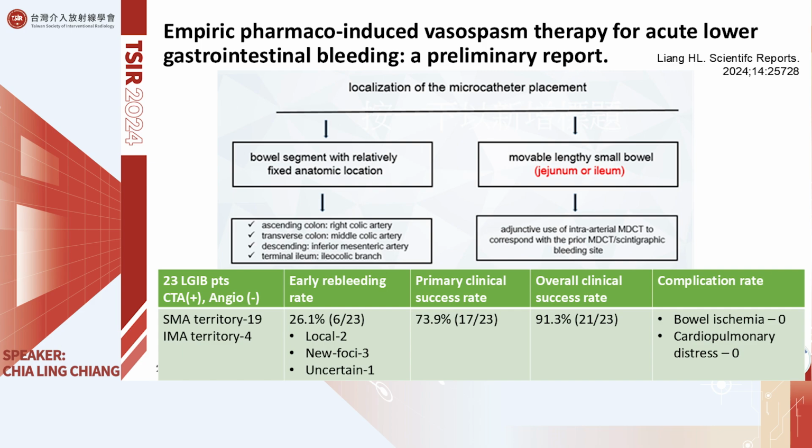There were 23 low GI bleeding patients with positive CTA but negative angiography finding. 90 bleeders were located in the SMA territory and 4 bleeders in the SMA and IMA territory. The early rebleeding rate is a little higher, about 26.1%, but with 100% technical success. The primary clinical success rate is about 73.9%. The overall clinical success rate is about 91.3%, without any complication of bowel ischemia or cardiopulmonary distress.